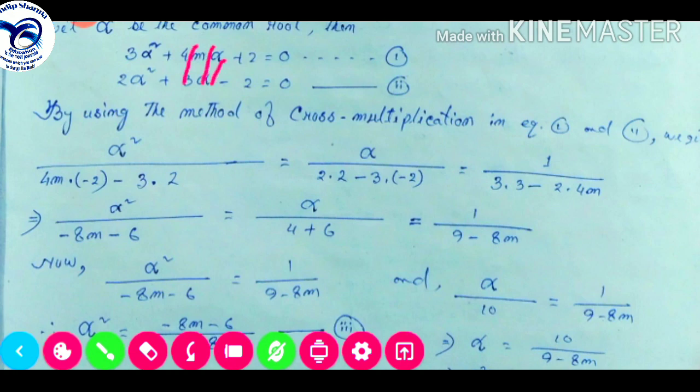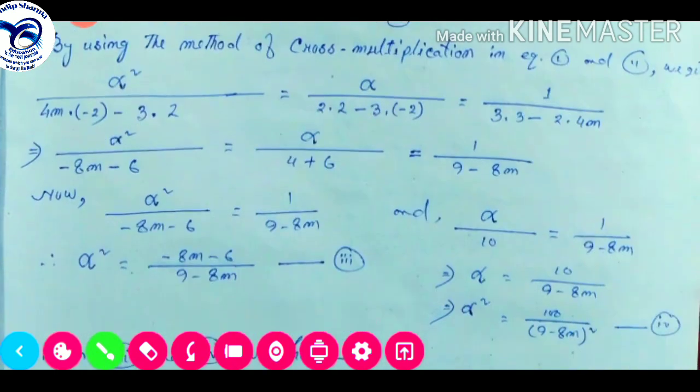So this one will be omitted. So it will be 2 into 2, and then 3 into minus 2. Then this one we cancel, omitting this one. So top one into down one: 3 into 3 minus down one into top one, so 2 into 4m.